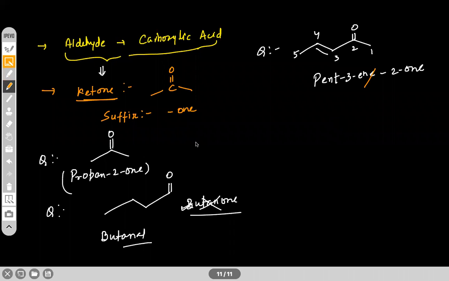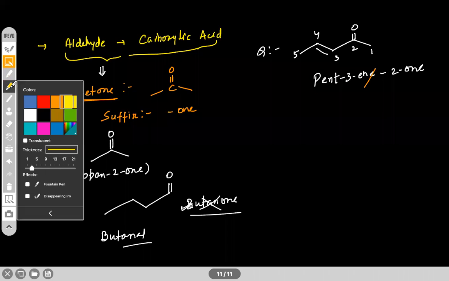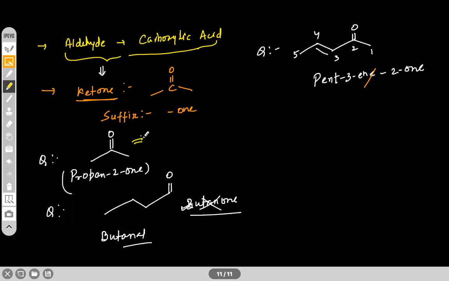Now I think you have understood all these things. You can go a bit fast also. You see this molecule, guys, it is a very important compound. The common name of this molecule is acetone. You must remember this. Common name is acetone, CH3COCH3. This is acetone, right?